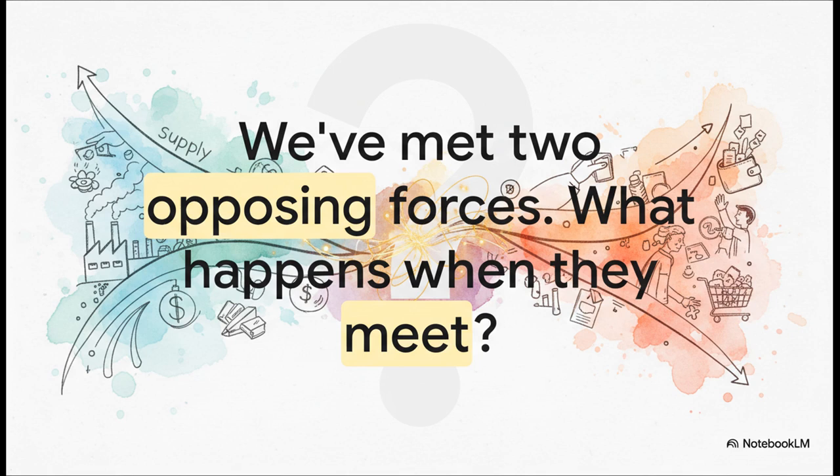So here we are. We've got the buyers pulling for low prices. We've got the sellers pushing for high prices. Two powerful opposing forces on a collision course. But what happens when they finally meet? What happens at that one single point where they cross? Well, that is where the magic happens. That's where the price is set. And we're going to dive into exactly how that works in our next explainer.